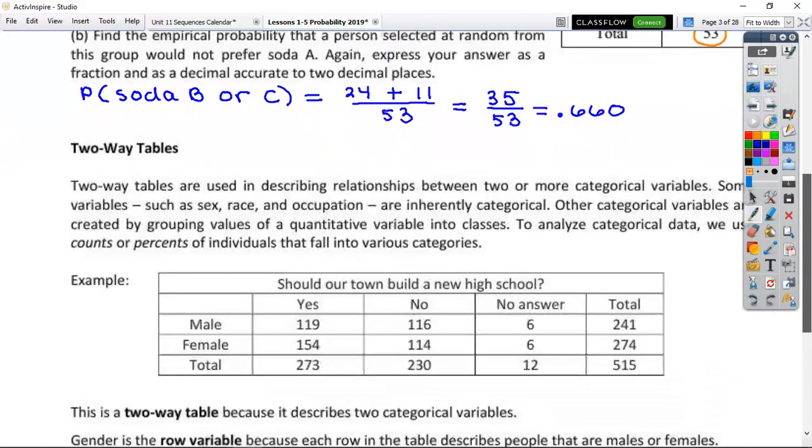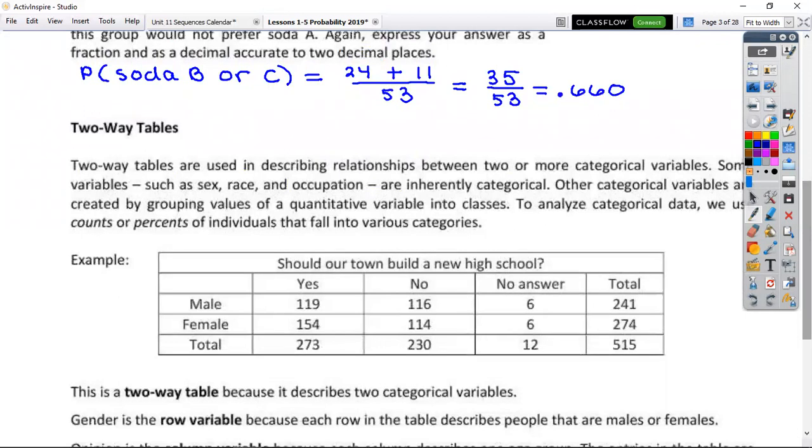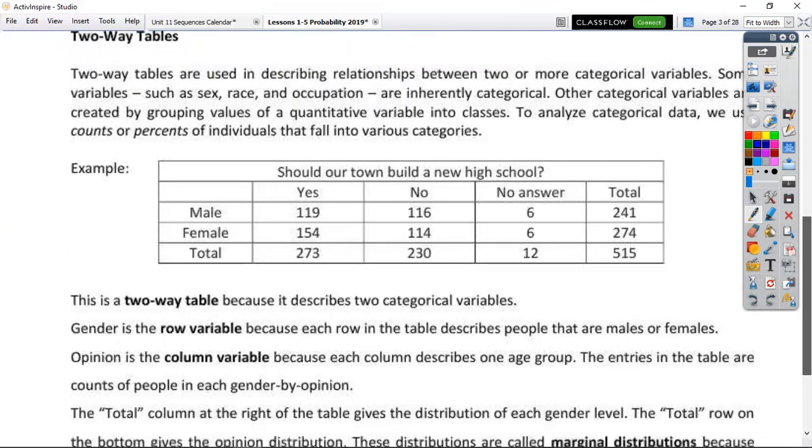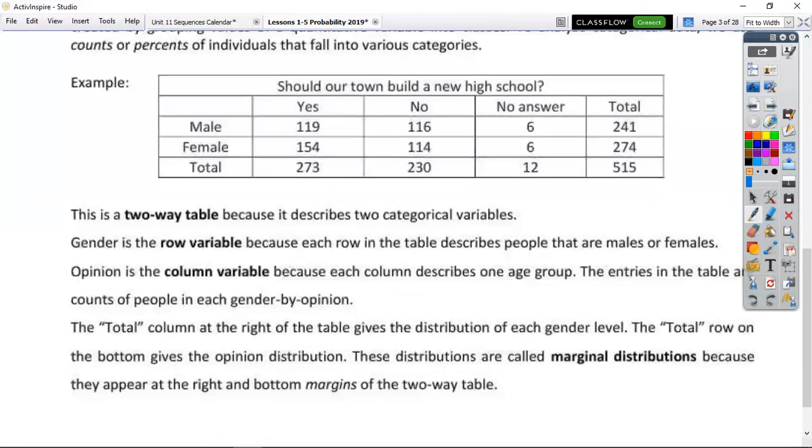So the next table below is what we refer to as a two-way table. What this does is it analyzes 2 categorical variables, so essentially 2 different categories. The categories we are looking at down below are going to be gender and whether or not the town should build a new high school. So essentially an opinion. Your gender is what we call a row variable, and the opinion is the column variable. But when you go to draw one of these and set it up, it doesn't matter which one you technically put where.